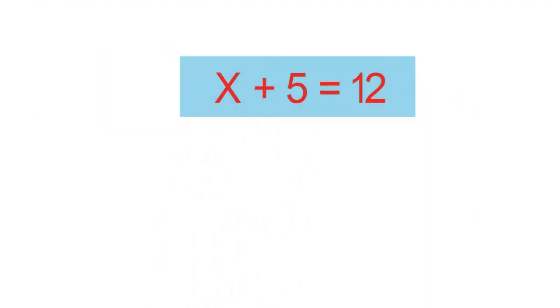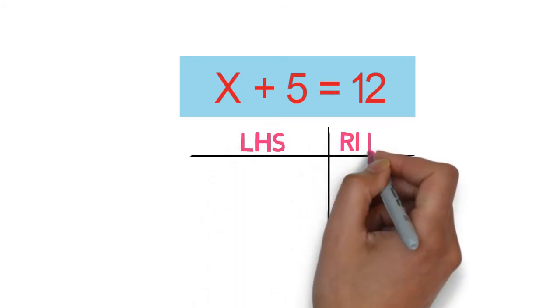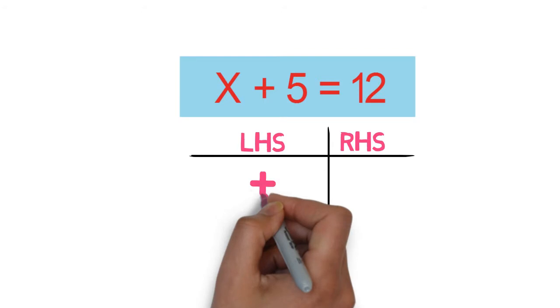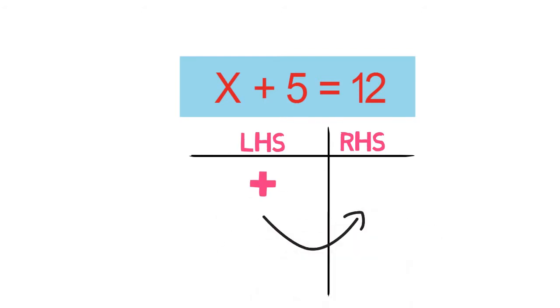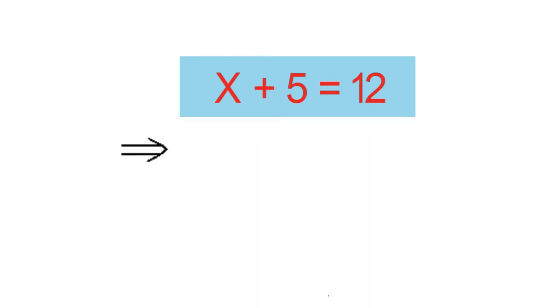Let's consider the first question. x plus 5 is equal to 12. My dear students, whatever you have with a positive sign on the left hand side, if you take it to the right hand side, it becomes negative. Here we have x plus 5. 5 is positive on the left hand side. If I take this to the right hand side, it would be negative. So all positive would be negative, all negative would be positive.